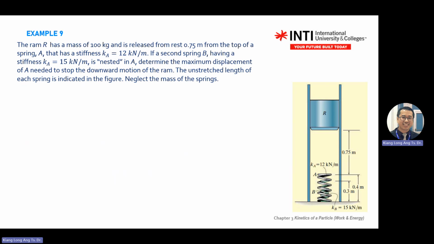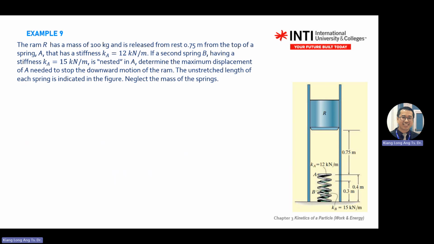Okay, the question gives you the mass of the ram, and you need to determine the maximum displacement of A needed to stop the downward motion of the ram. The unstressed length of each spring is indicated; ignore the mass of the spring. So you need to find the maximum displacement of A, although here there is a double coil, which means you need to calculate the spring coil and the spring A. There are two calculations here.